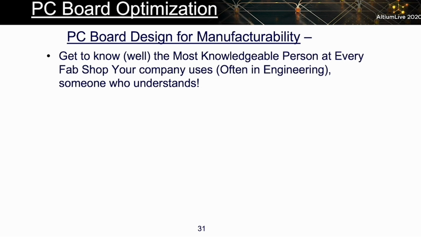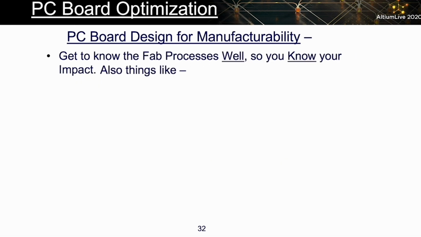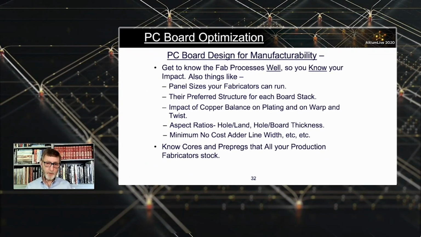Get to know the person who knows all these bullet items talked about here. Impedance control, some knowledge of electronics, artwork layout, mechanical processes, chemical processes, testing, test coupons. Talk to the person, probably someone in engineering, that understands these processes well. Get to know the person that knows the fab processes and the impact they have on panel sizes that your fabricator will use, their preferred structure for each board stack up, the impact of copper balance on plating and warp and twist, aspect ratios, land to hole, minimum no cost adder line widths. You need to know answers to all these questions. You need to know the person at the fabricator that can answer these questions for you.